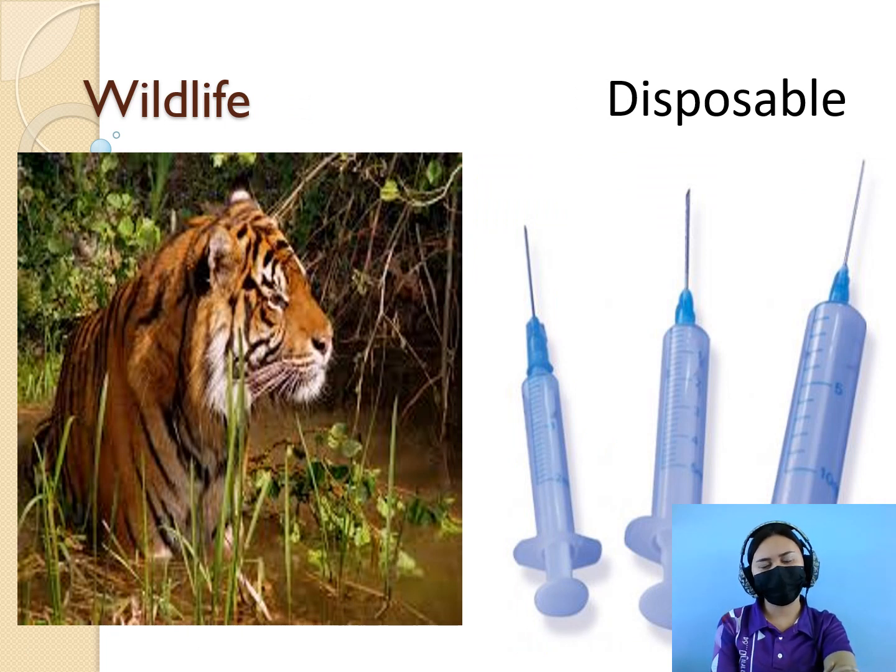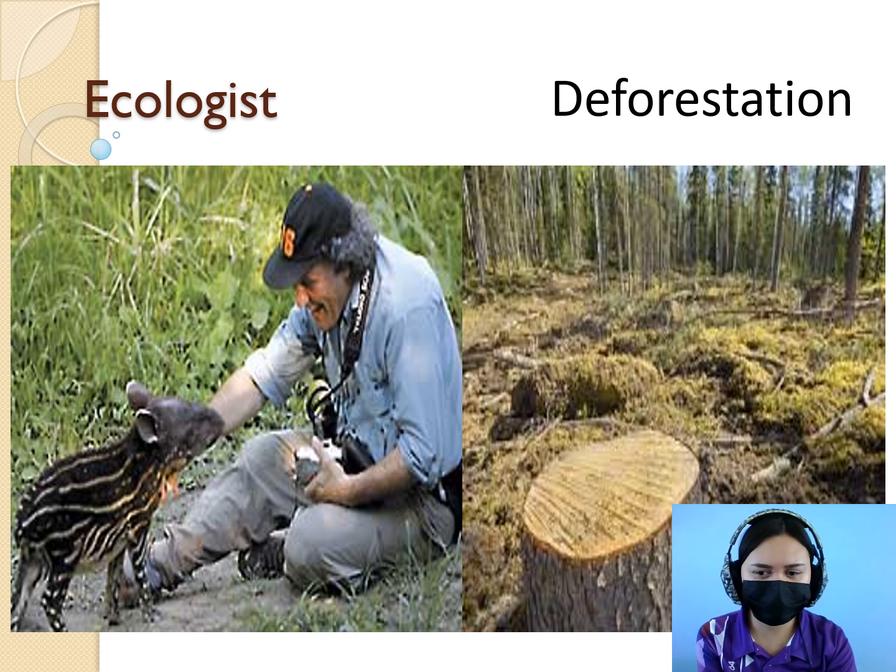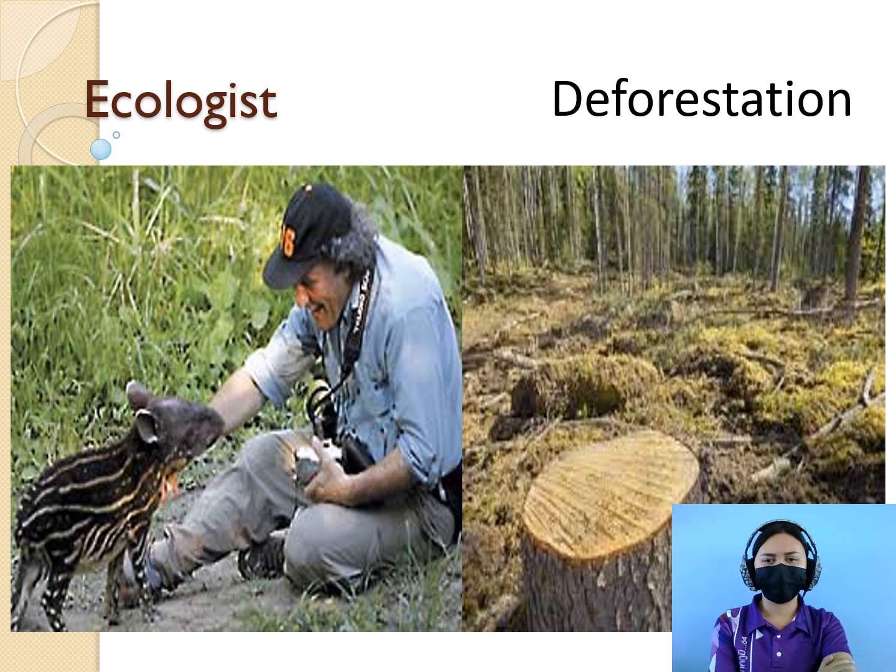Wildlife. Disposable. Disposable things are just used once or twice, and then disposed. It can increase the waste of our environment. It's not good. Next, ecologist. An ecologist is the person who studies ecology.